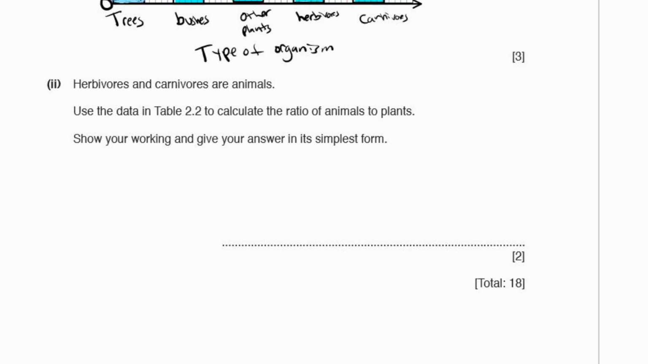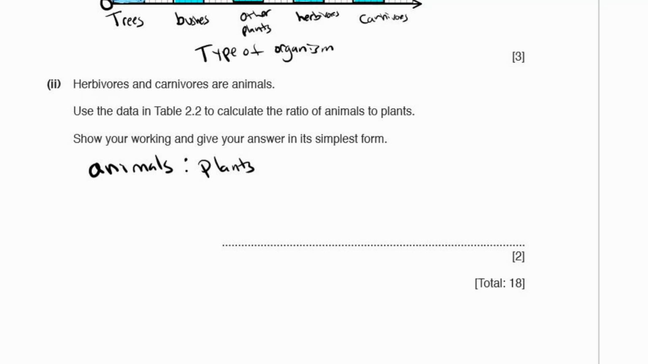And finally, 2. Herbivores and carnivores are animals. Use the data in Table 2.2 to calculate the ratio of animals to plants. Show your working and give your answer in its simplest form. Okay, when you're talking about ratios, you're talking about fractions, basically. Okay, so you have the number of animals to the number of plants.